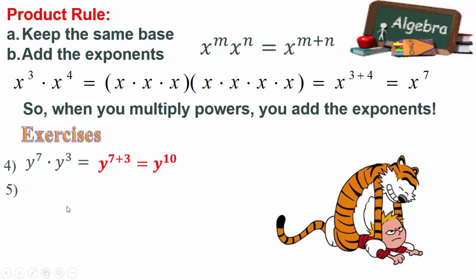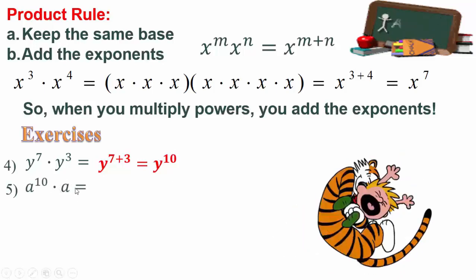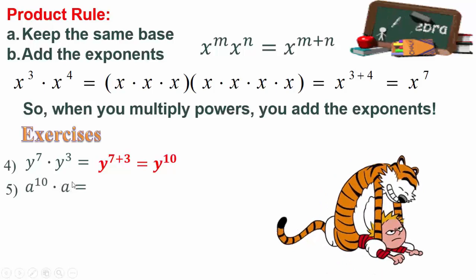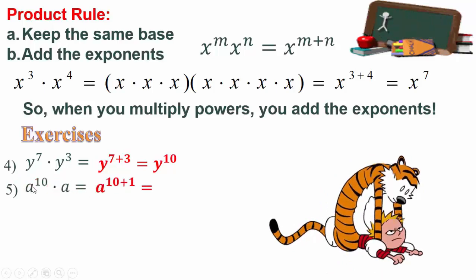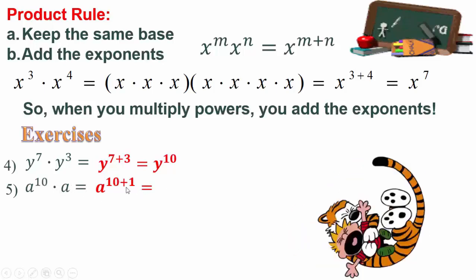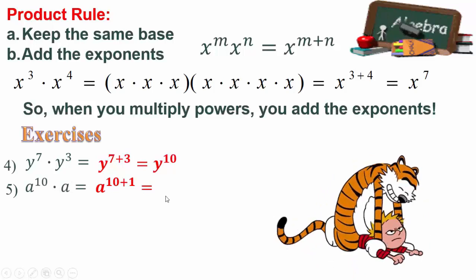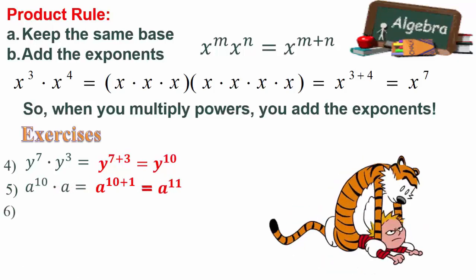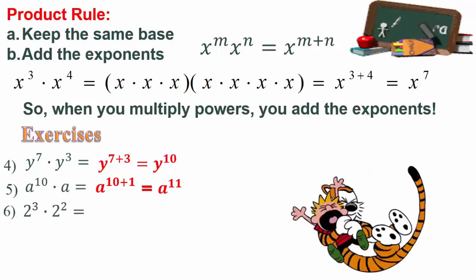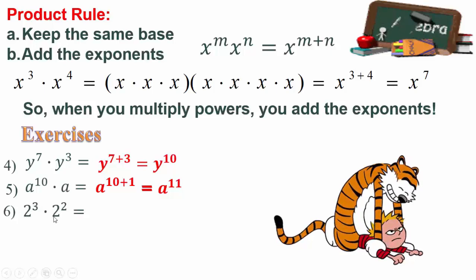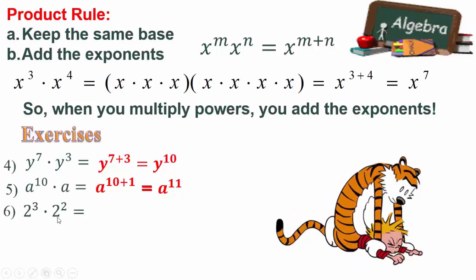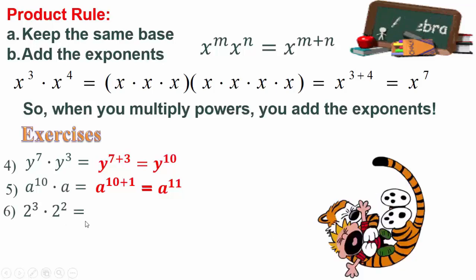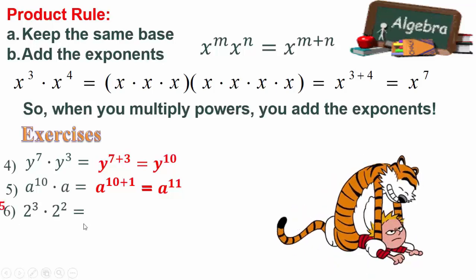For example number 5, if you don't see an exponent here, we assume that it is 1. This means that this is a to the 10th, and this is a to the 1st, so that's 10 plus 1, which will give us a to the 11th. For number 6, even though they're not letter bases, they're number bases, the bases have to be the same, and these two are the same, so the base is 2. All we're going to do is add up the exponents as we did before and keep the base the same.